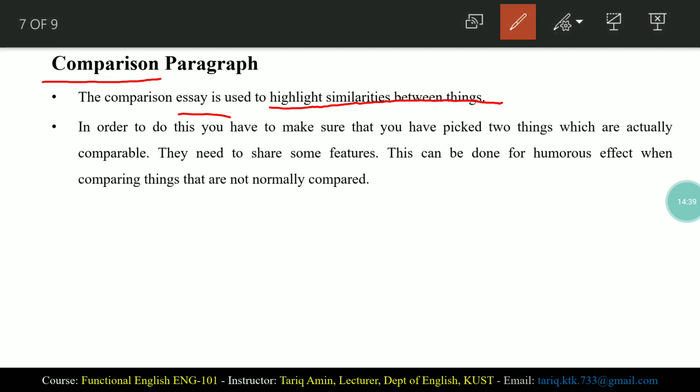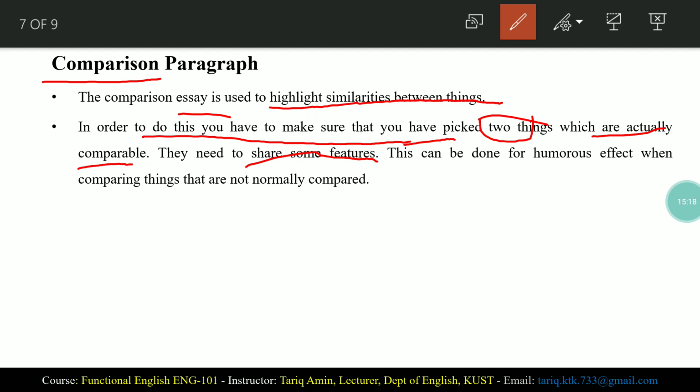In order to do this, you have to make sure that you have picked two things which are actually comparable. Very important point. If you want to write a comparison paragraph on two things, those two things must be comparable. You should take only those things that are comparable, and you shouldn't take those things for your comparison paragraph that are not comparable. They need to share some features.